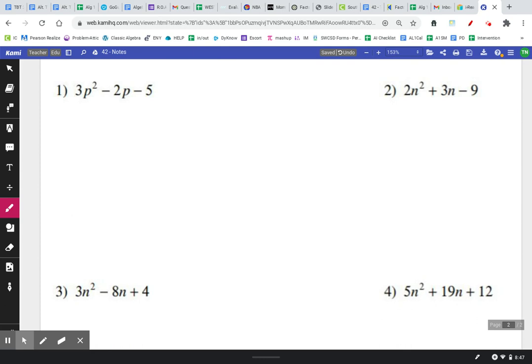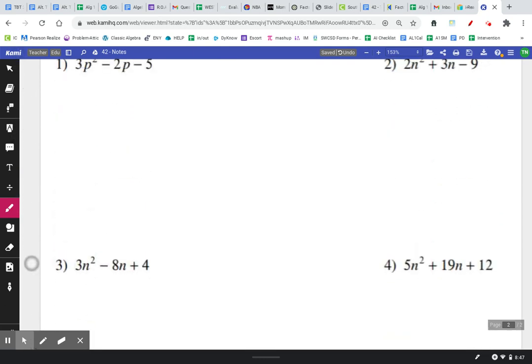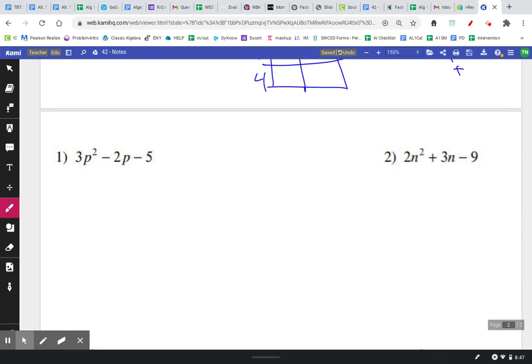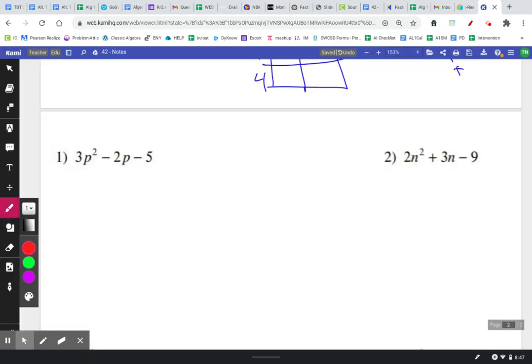They have some positives, some negatives, some different things going on, some bigger numbers, some smaller numbers. Let's jump around some of these problems. So let's start with problem number 1. Let's switch up our color here again. Let's rock a red. Okay, so for this first one, my first step, multiply A times C. 3 times negative 5 would be negative 15. I want my magic X.